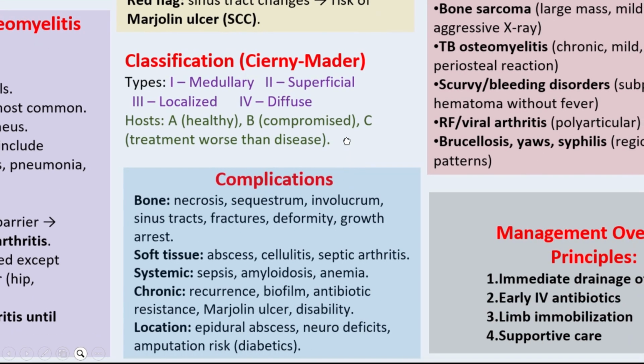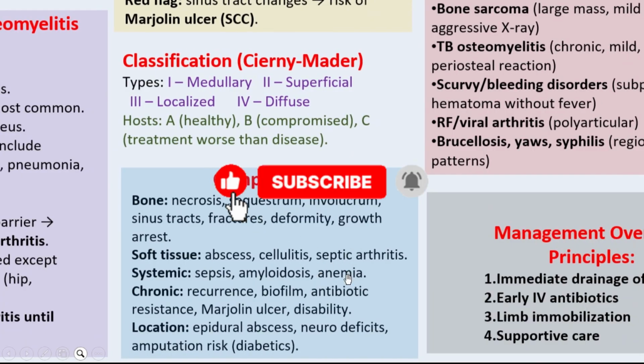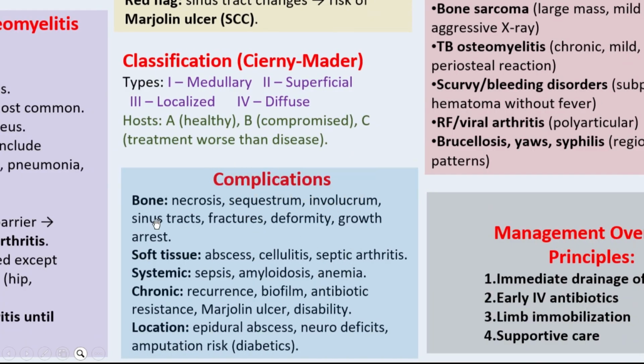Then we have complications of osteomyelitis. When it comes to the bone, we have necrosis, sequestrum, involucrum, sinus tracts forming. We can have fractures because, of course, bone is destroyed, so we can have fractures easily. We can have deformities, and then we can have growth arrest if there is involvement of the growth plate, or if there is damage to the growth plate.